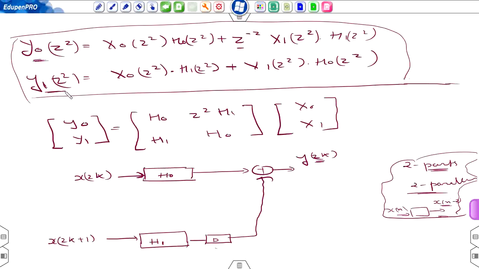Okay, for Y1(z^2), the even numbered sample is being fed to the odd numbered subfilter, so x of 2k will be provided to odd numbered subfilter H1, and this will be added to the odd numbered sample being fed to the even numbered subfilter. Okay, so this x of 2k plus 1 will be provided to the even numbered subfilter, and their output will be added.